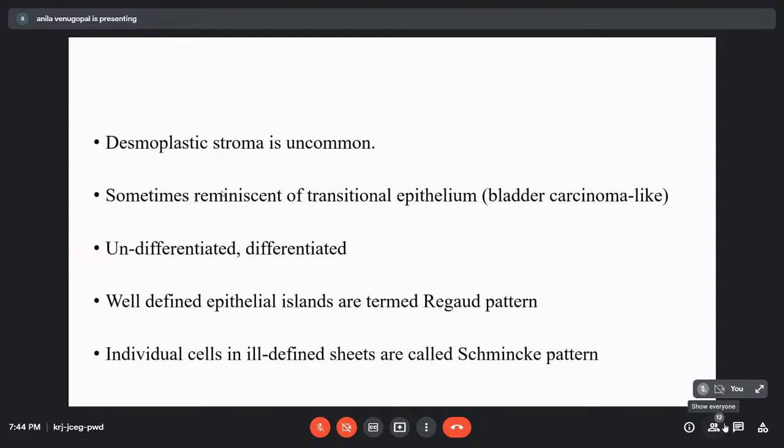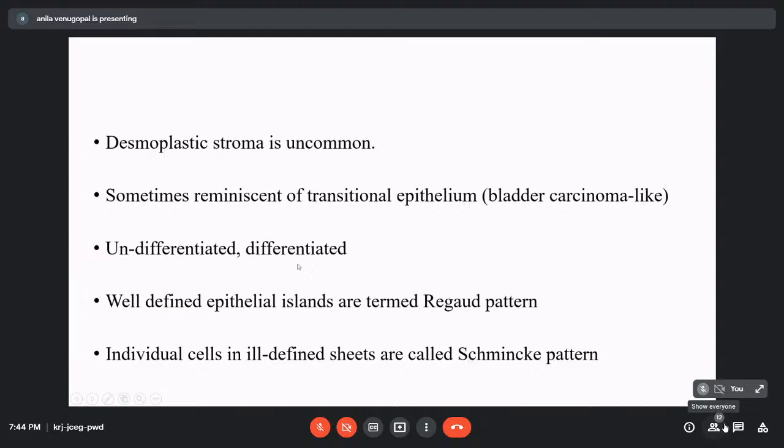Undifferentiated is all those syncytia and islands of tumor cells which are infiltrated with lymphocytes. Differentiated refers to the ribbons of tumor cells where you don't have much difficulty in identifying them as carcinoma. And sometimes they show some focal keratinization and intercellular bridges, which are characteristic features of squamous cell carcinoma. And previously, these well-defined epithelial islands were termed the Regaud pattern, and the individual cell pattern was called the Schmincke pattern.